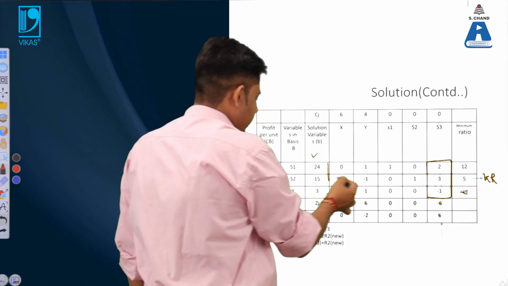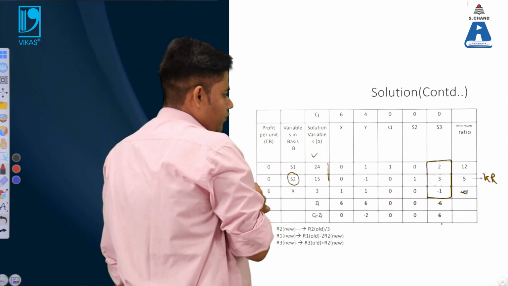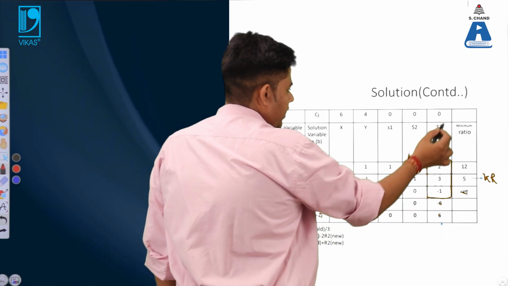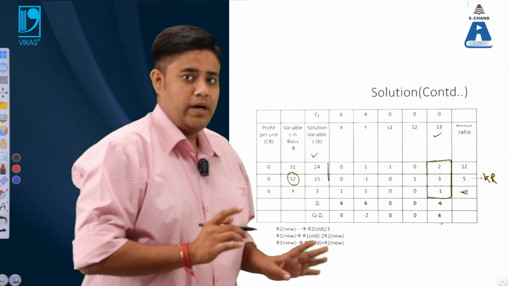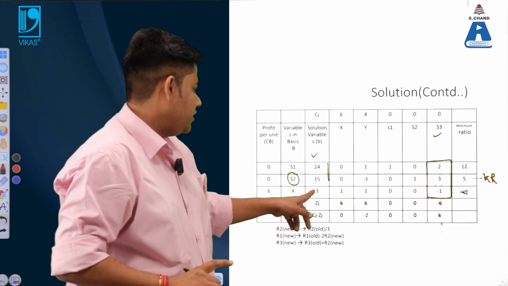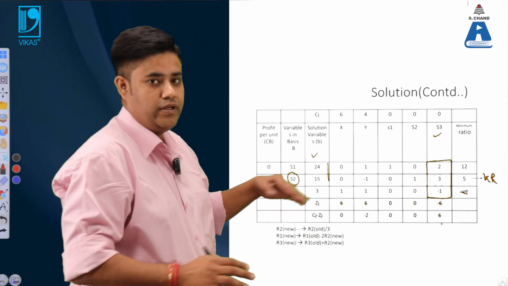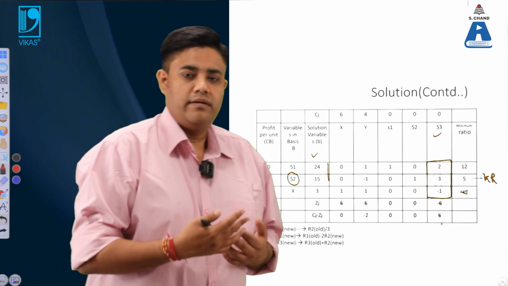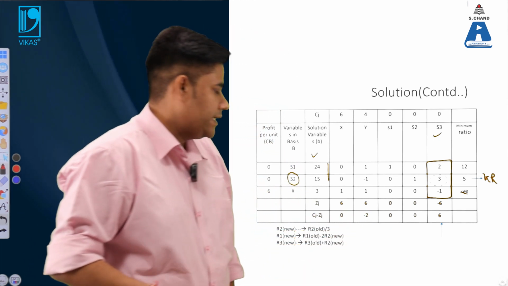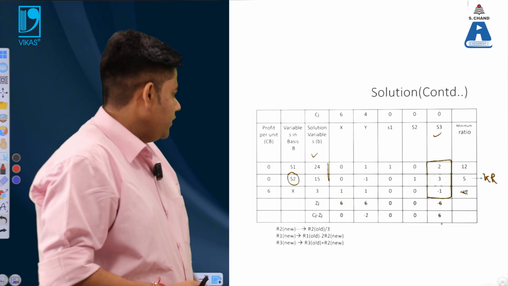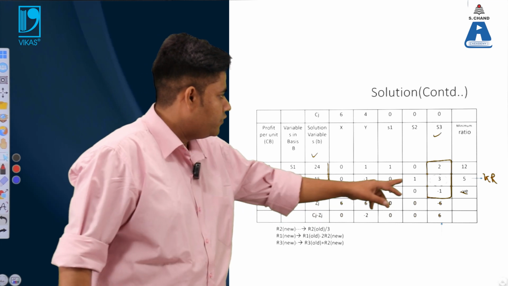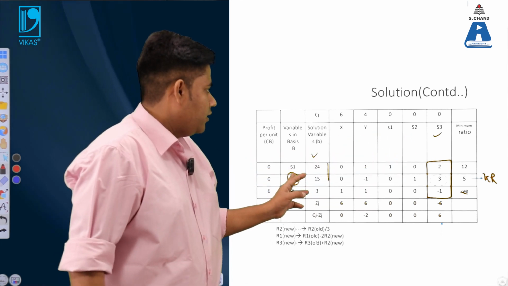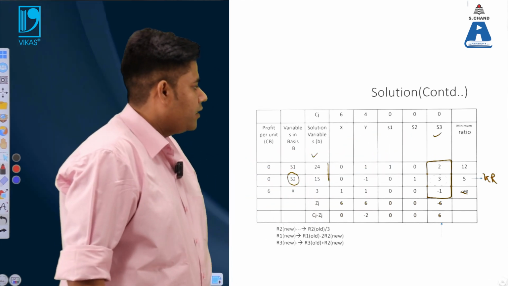So we have to choose this 5 as our key row. So key row indicates that this S2 is to be removed, and in place of S2, S3 is to be placed. That hardly makes any difference, but it will make a difference in the solution aspect when we go for the row operation in the next step. So S2 is to be removed from this table, and in place of S2 we have to substitute S3.